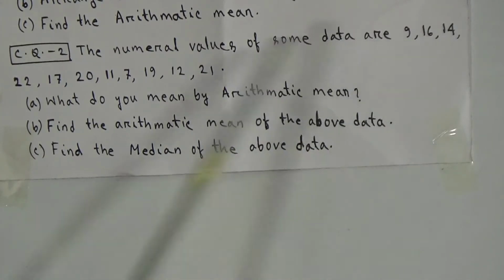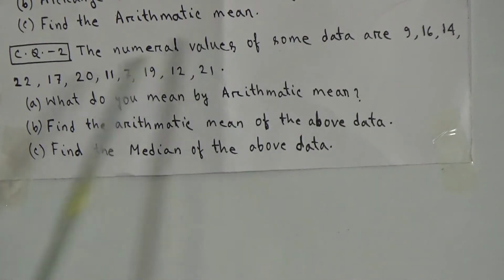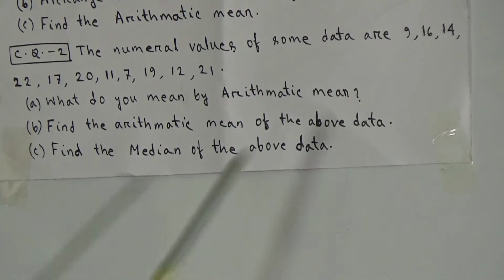Here total 11 data are given. At first you have to add these 11 data and you will get a sum. Then you have to divide this sum by 11 because the number of data is 11. Then you will get the answer. I hope you will be able to solve B number, so I am not giving the solution. Now we will solve C number.